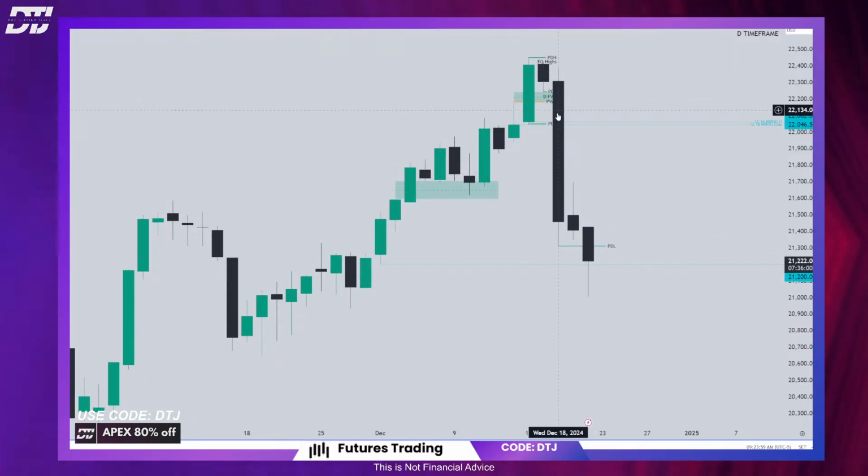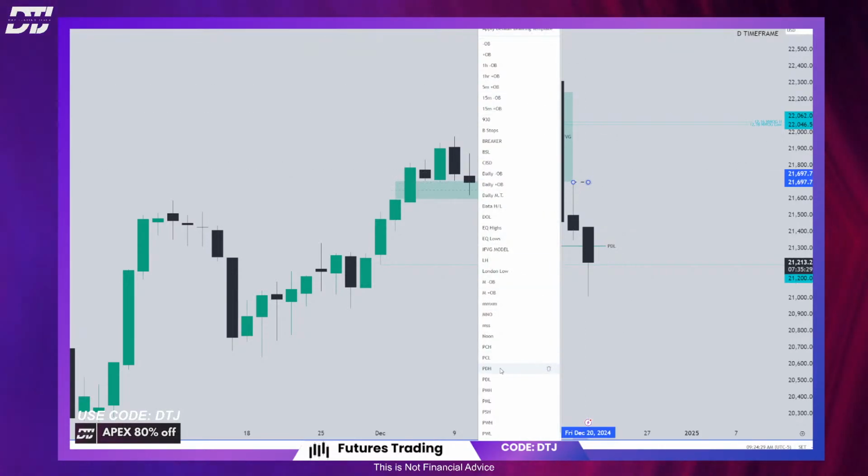And now we have this giant daily fair value gap sitting right here. So not sure what's going to happen with this. Let's see. We'll just get rid of some of these. I don't need these on here. We'll mark our previous day high.